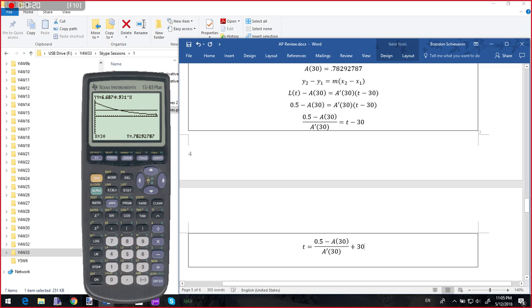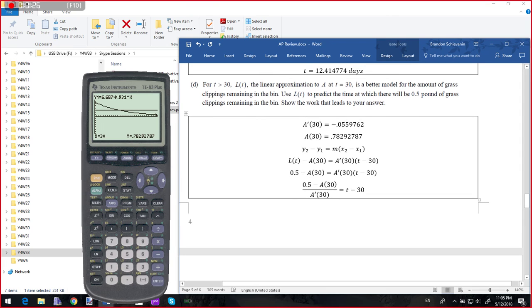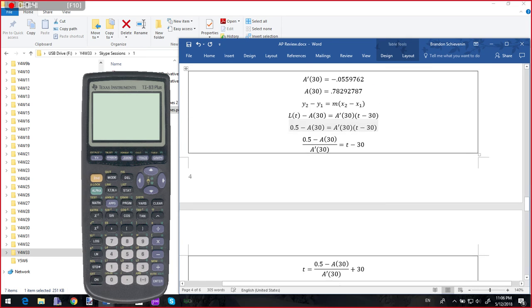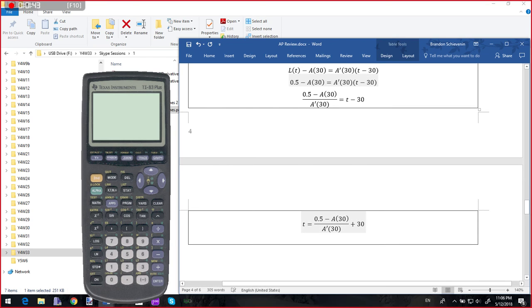Okay, any questions? Are we looking for t? Is it time? Yes. I'm looking for what time we will have 0.5 pounds of grass. So I plugged in 0.5 for our y value, and now I'm solving for our time. Okay, so this gave us our time, and now I'm just going to plug in those values again.